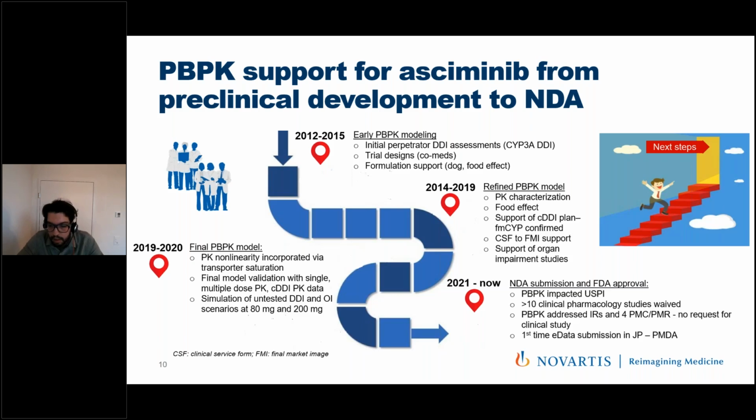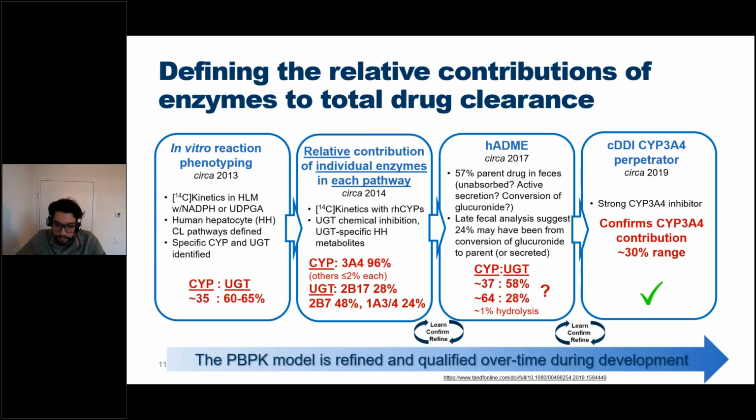And since 2021, the impact that the PBPK model had on the drug product label, as well as, for example, additional post-marketing requirements and post-marketing commitments, where FDA asked us to perform, using PBPK modeling and other types of activities. For example, for us, it was the first time that we submitted e-data of PBPK models in Japan. So this clearly shows that it's a very long process that started many years ago.